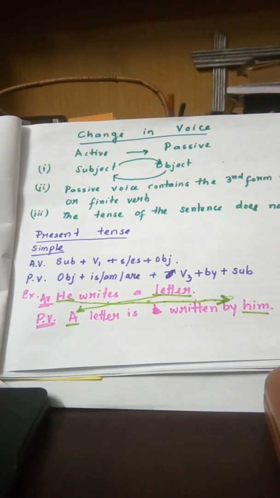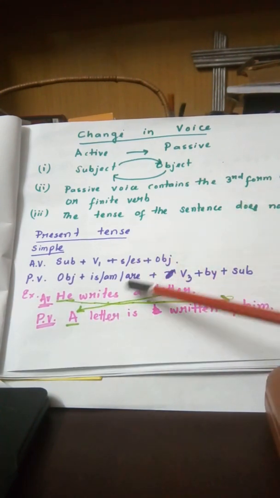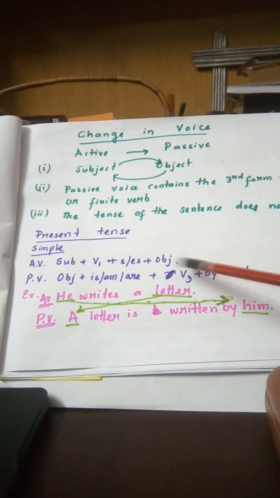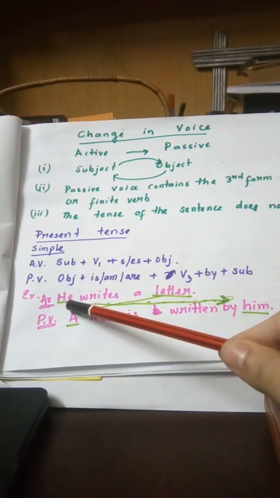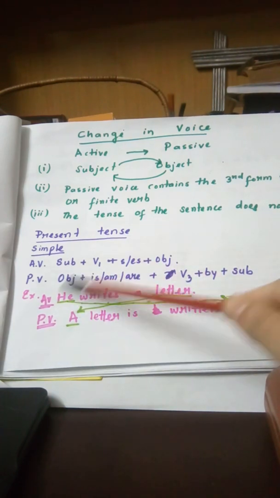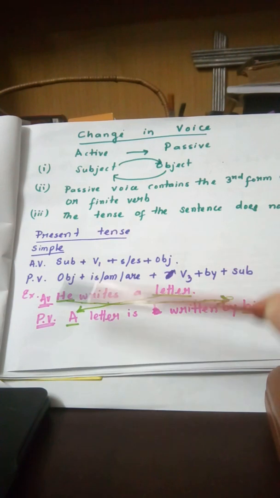So here let us see the first example. He writes a letter. So here you see he writes, write plus S form, a letter. So he is the subject of the sentence, letter is the object, he is doing something, so he is the doer, and the letter is the receiver.